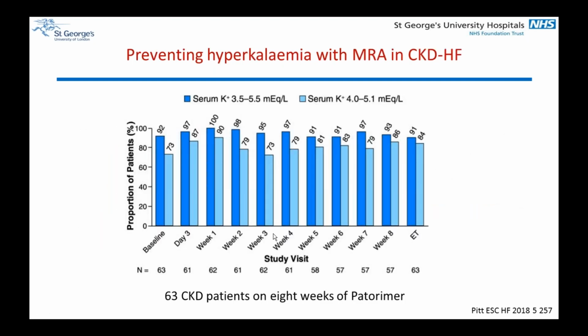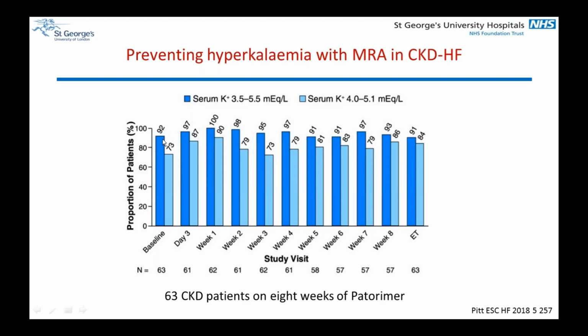Now, is there anything new on the horizon? Yes. So this is your potassium binder, patiromer. You can see that this is a very recent study on a very small number of CKD patients with left ventricular systolic dysfunction. So this is use of the mineralocorticoid receptor antagonist spironolactone in patients with CKD and heart failure, and whether using patiromer can maintain the potassium within safe levels. By safe levels, they mean 3.5 to 5.5.